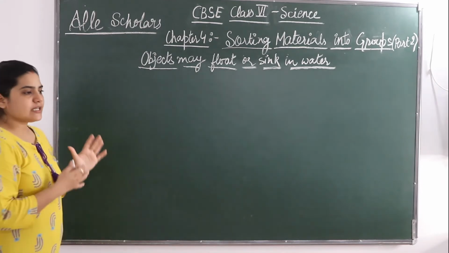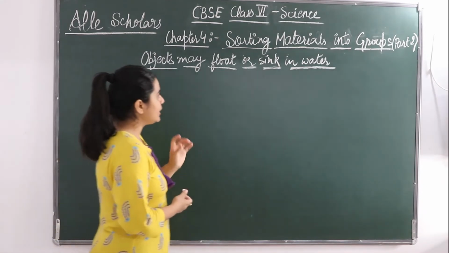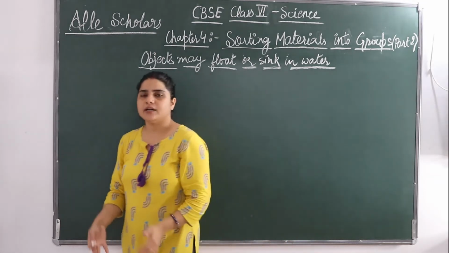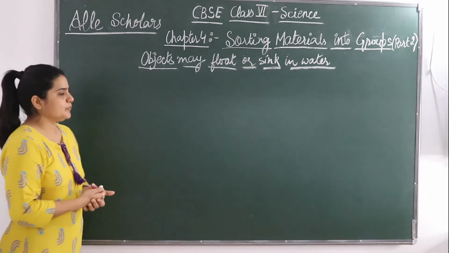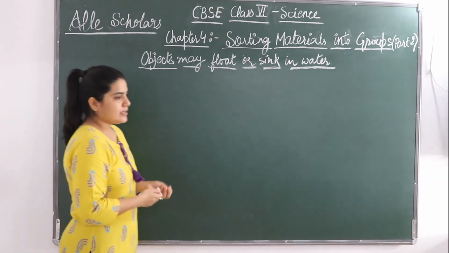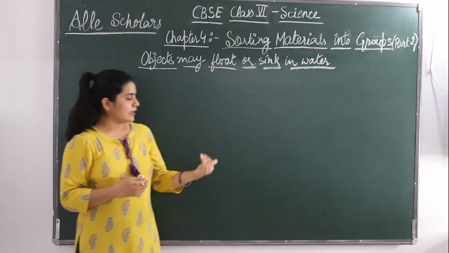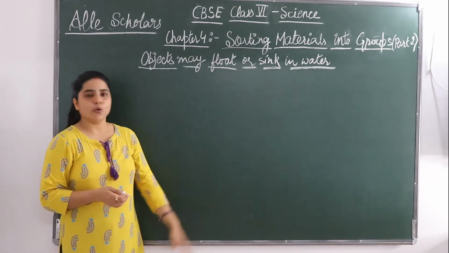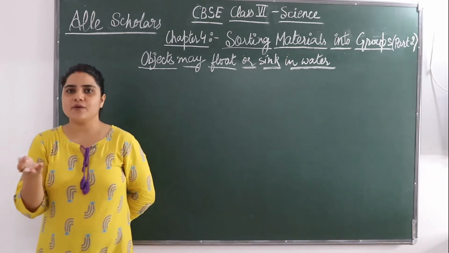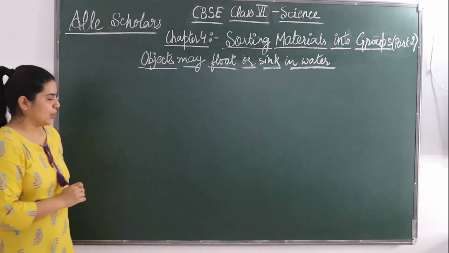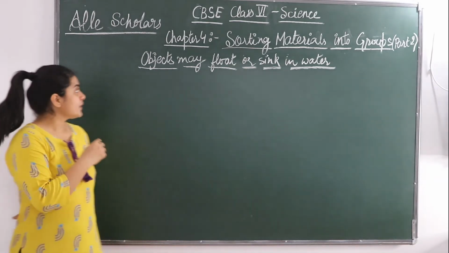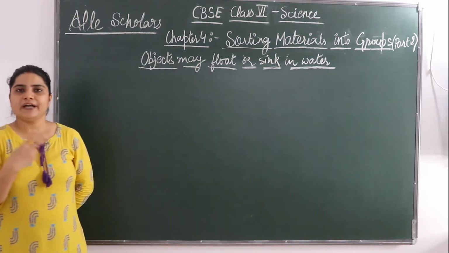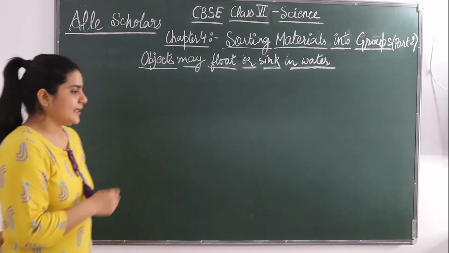Okay, some objects float in water, and some objects, when you put them in water, get down to the bottom. So there are some objects or materials which sink to the bottom of the water, and some float on the surface of the water. So this floating and sinking of objects can be defined by two categories.